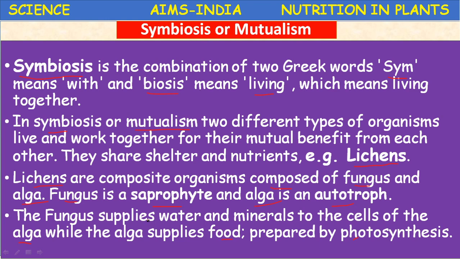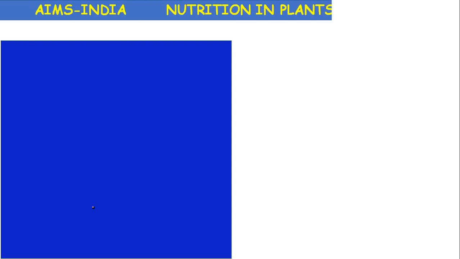The fungus is giving protection to that algae. So such kind of association is called a symbiotic association, and the organisms are called symbionts. This nutrition is called symbiosis or mutualism, and these two organisms which are involved in symbiosis or mutualism are called symbionts. Let us see more about this.